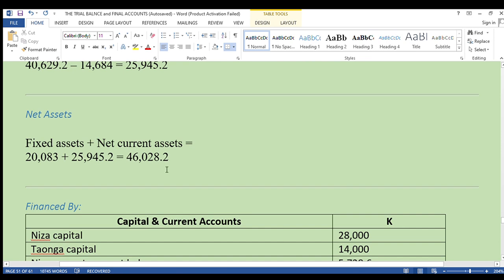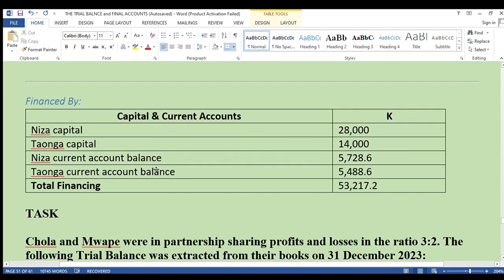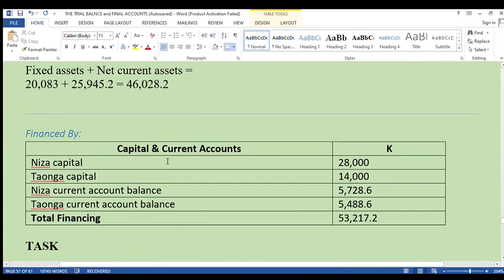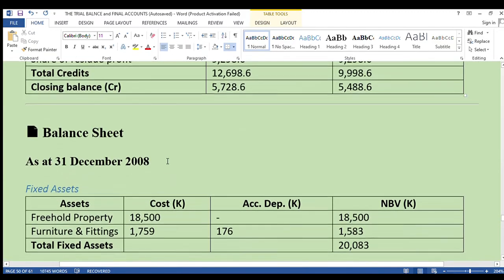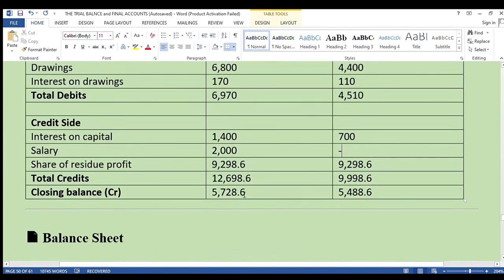Now remember the balance sheet is about the accounting equation. Assets is equal to capital plus liability. So assets, we have dealt with them. Next we need capital and liability. So capital, you start with NISA's capital, which is this figure, Taonga's capital, which is this figure. Then we have NISA's current account balance. Remember the current account balances that we get from the current account, this figure and this figure.